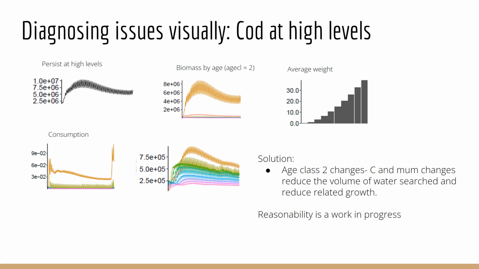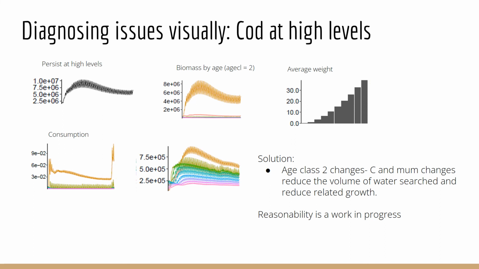So the solution to this is pretty obvious. We needed to reduce the age class 2 biomass, and we do that by reducing the clearance rate and the mum value for age class 2s. And the result is that fifth plot where we can see, even though age class 2 is still the most abundant, that is expected, it's what we want. We see real values of cod age class 2 being one of the most common age classes, so this seems okay.